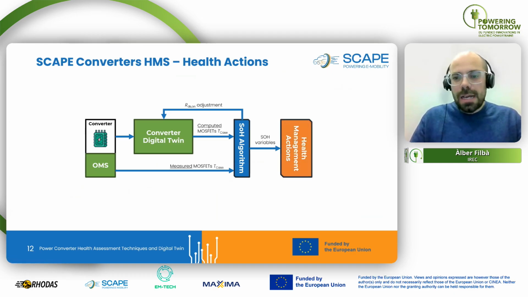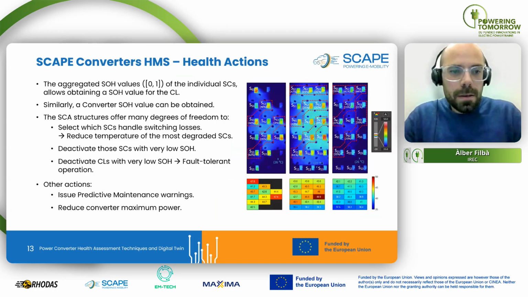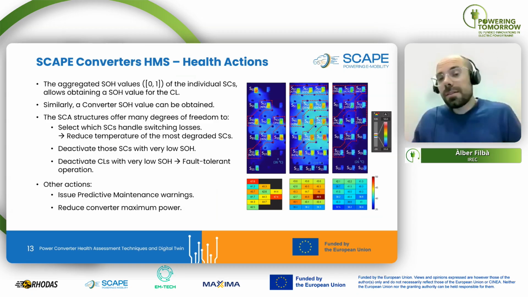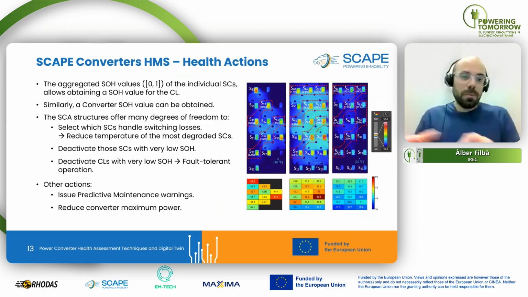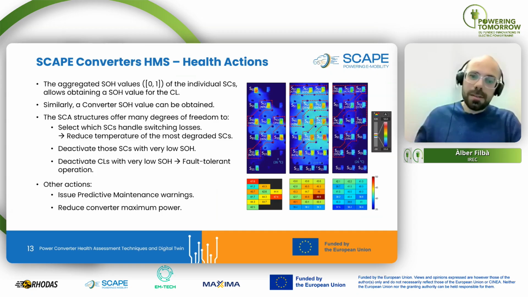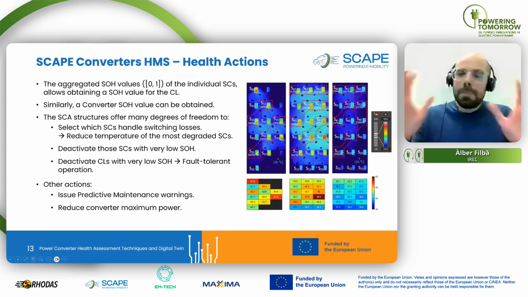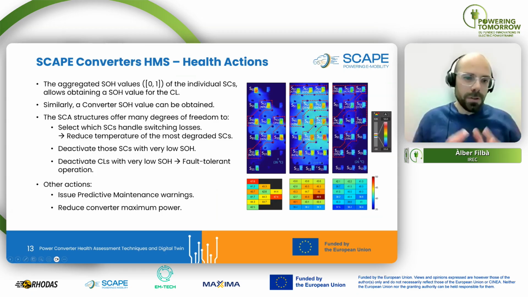Then the health actions are also important. What do we do now with the state of health variable values? Well, first of all, with the individual switching cells' SOH values, we can obtain an SOH value for each one of the converter legs. And then from the converter legs' SOH variables, we can obtain an SOH variable for the whole converter. So we have a pretty nice picture of the state of health of the overall power converter.